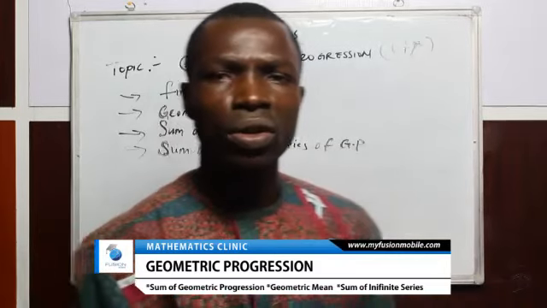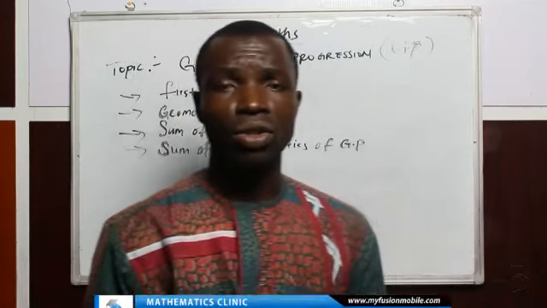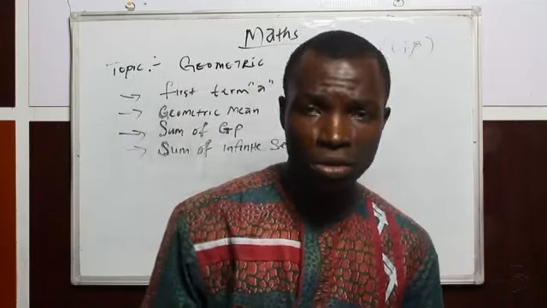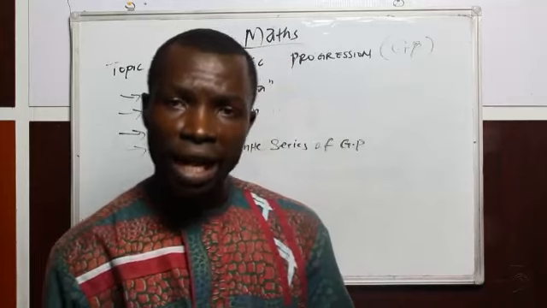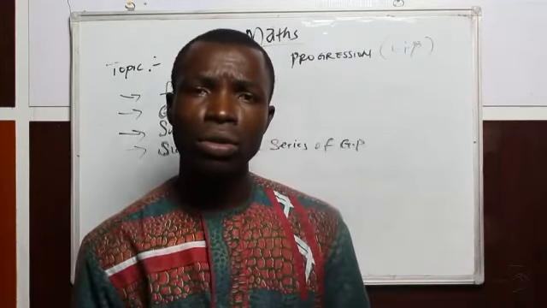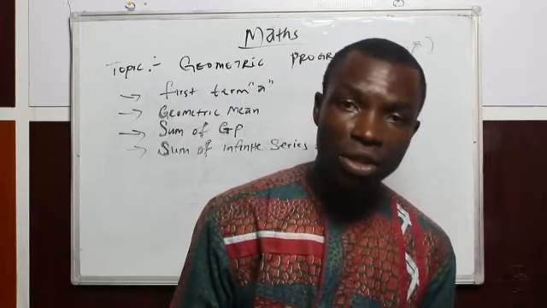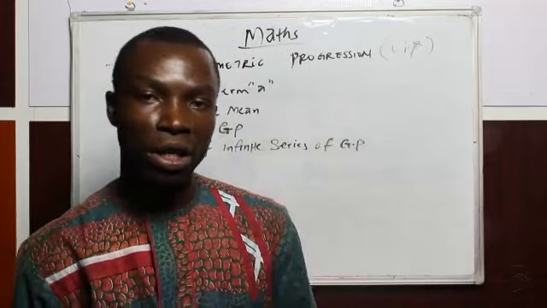The acronym of geometric progression is GP. Earlier on, we've discussed AP, arithmetic progressions. We covered the sum of arithmetic progressions and the n-th term of an arithmetic progression. But today we're going to show the n-th term of a geometric progression and the sum of a geometric progression.